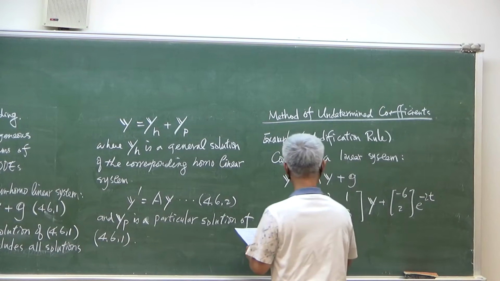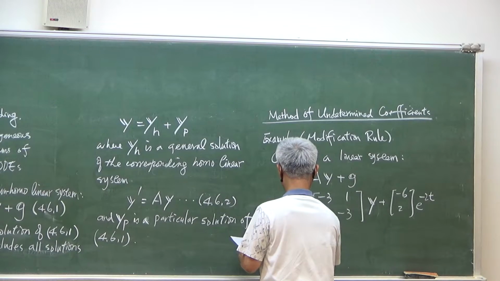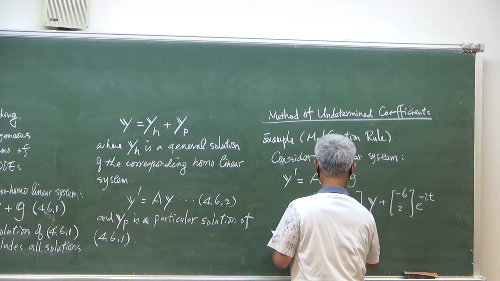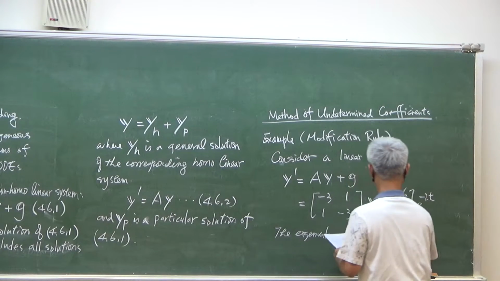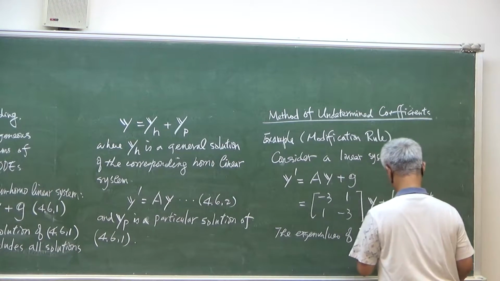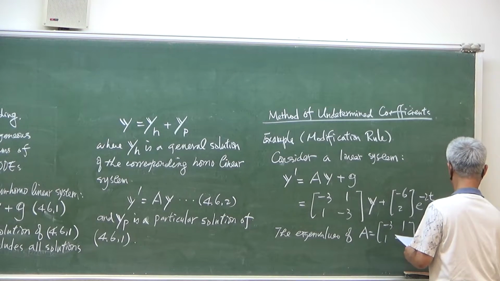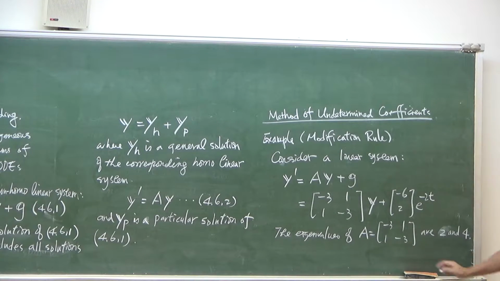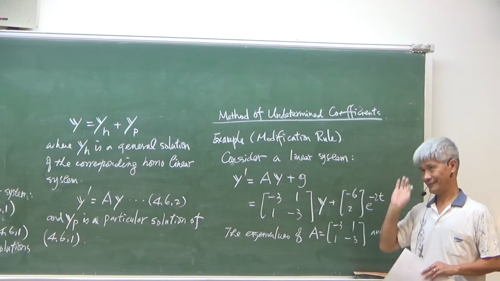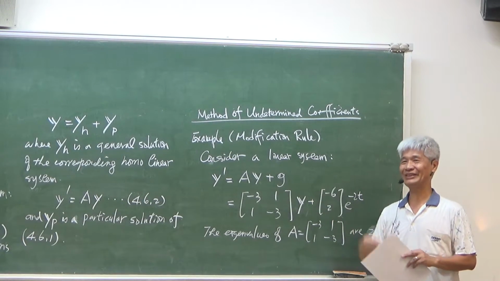All right, and the eigenvalues of A are 2 and 4. Okay. So you can solve the eigenequations. I just skip this step. So you have to go solve it.